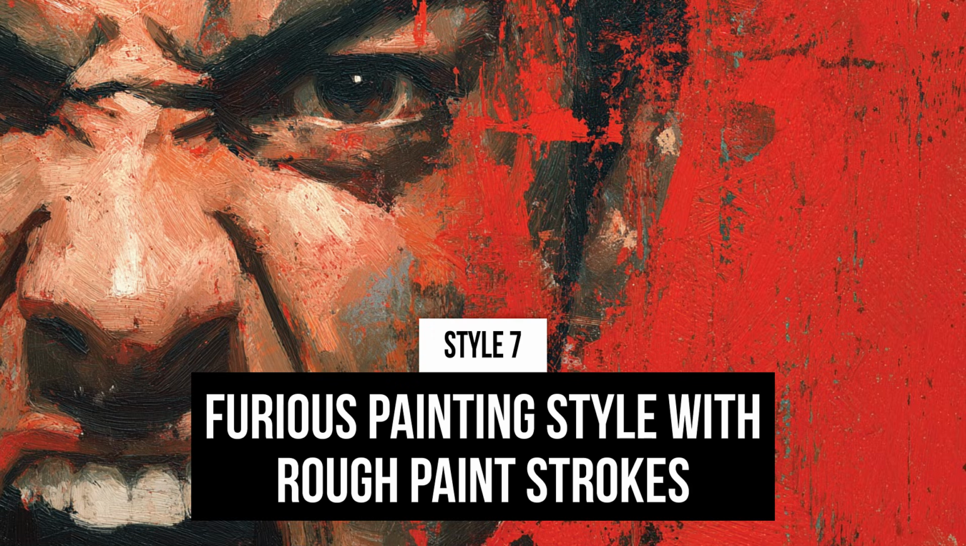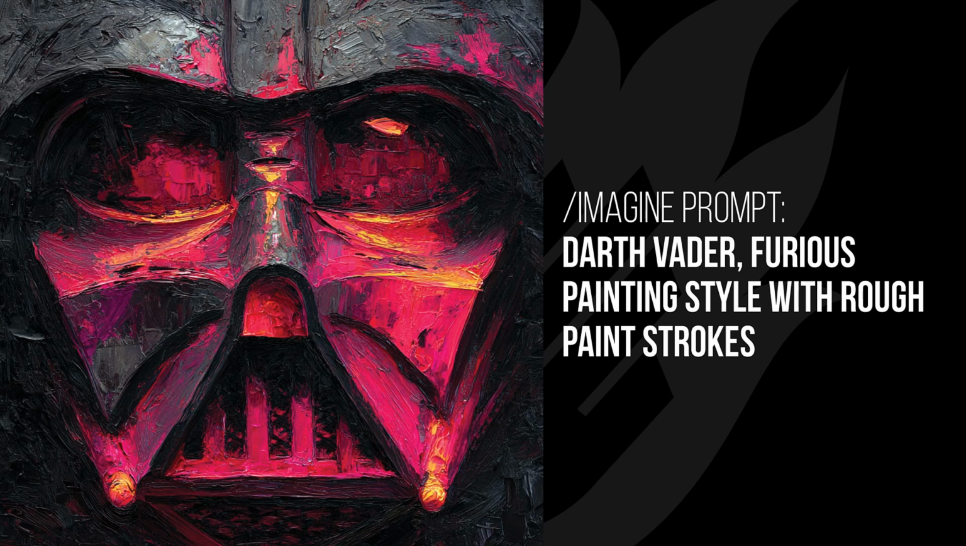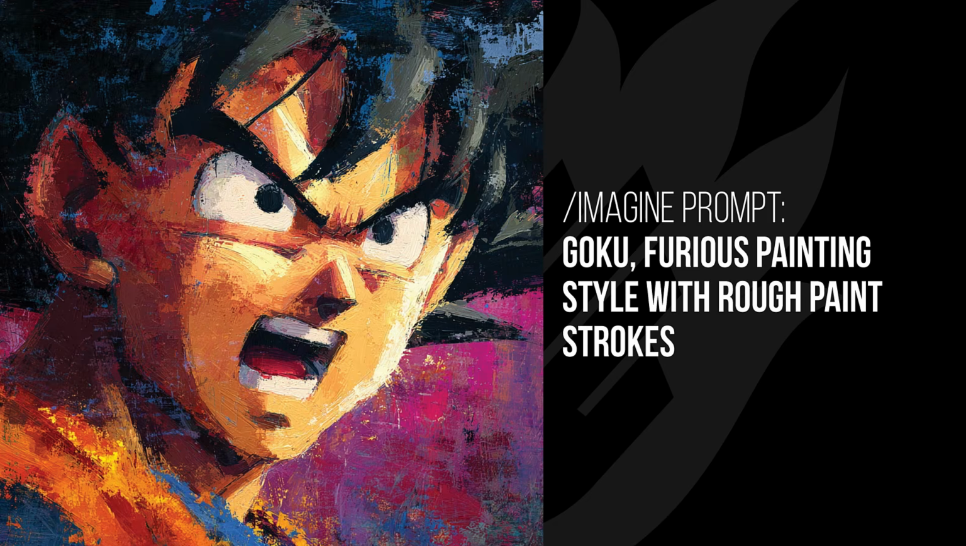But furious painting style with rough paint strokes. So now sometimes the characters look furious. The Hulk actually looks a little less furious here. But what I was trying to go for when I experimented with this particular style was the really rough paint strokes, like someone's really putting a lot of aggressive energy into their painting, and it seems to work out pretty well. And sometimes, like I said, adds a little bit of fury to the character itself.